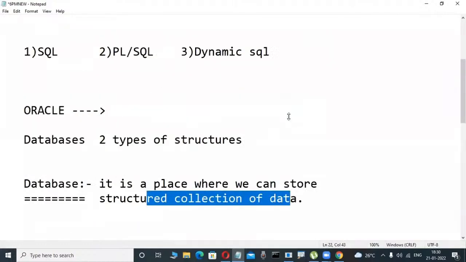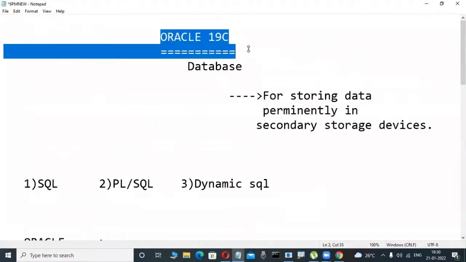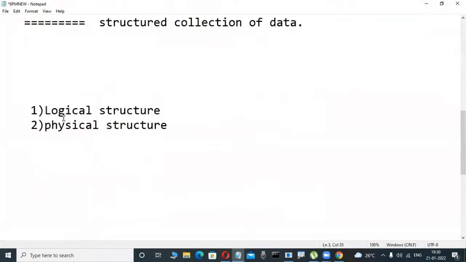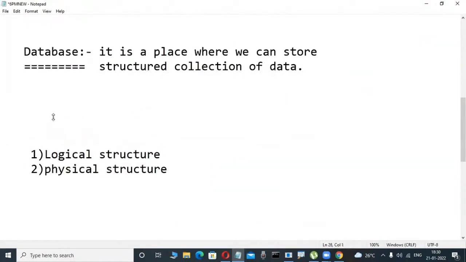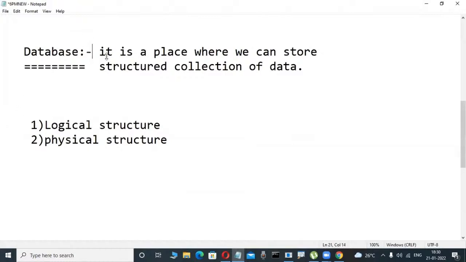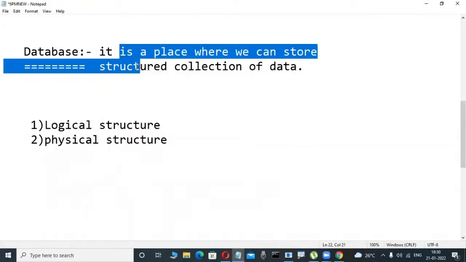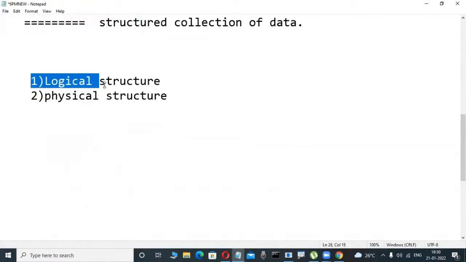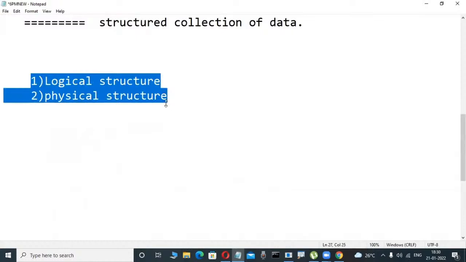But whenever we are installing these types of software, two types of structures are there. One is logical structure. Another one is physical structure. This definition I am not explaining. Today you will understand it one of these days. Now observe it. First, two types of structures are there. One is logical structure. Another one is physical structure.